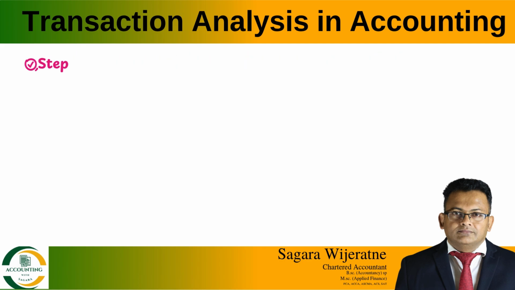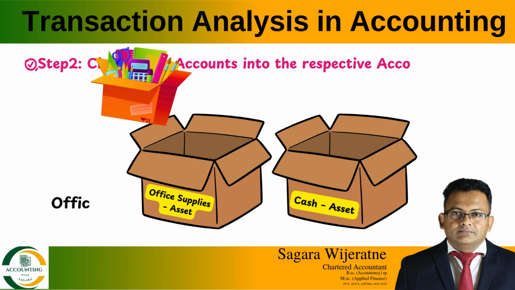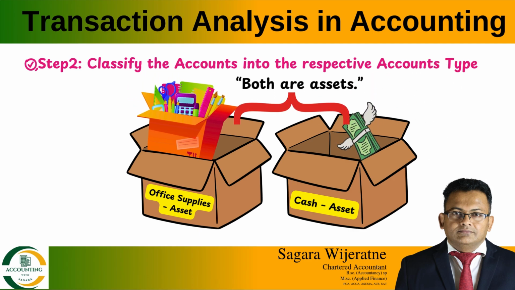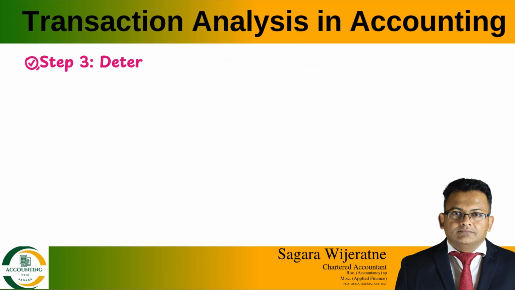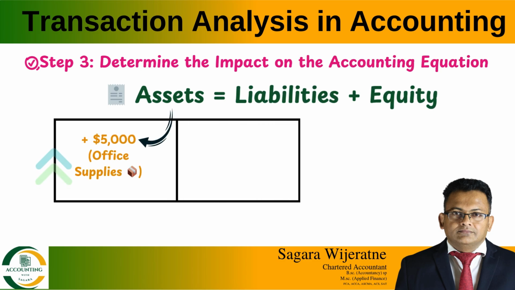Step 2: Classify the accounts into their respective account types. Office supplies is an asset. Cash is an asset. Step 3: Determine the dual impact on the accounting equation. Office supplies asset increase, cash asset decrease.